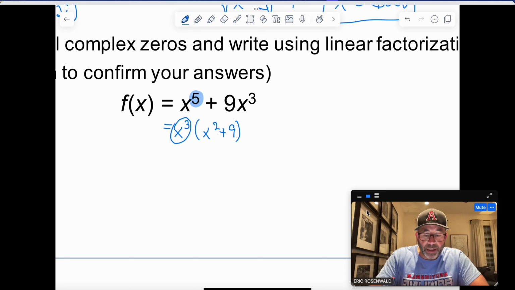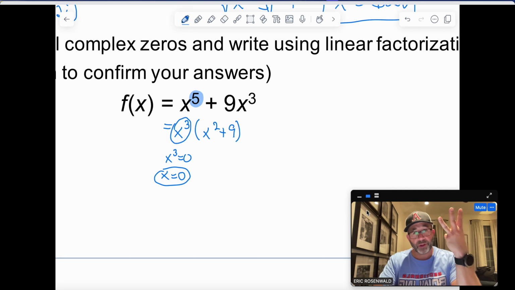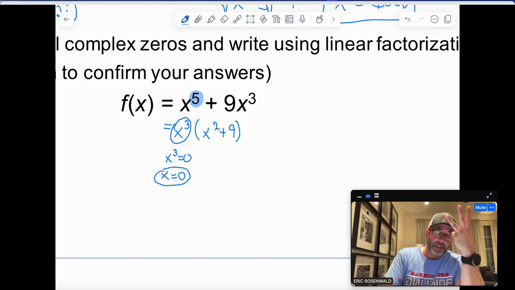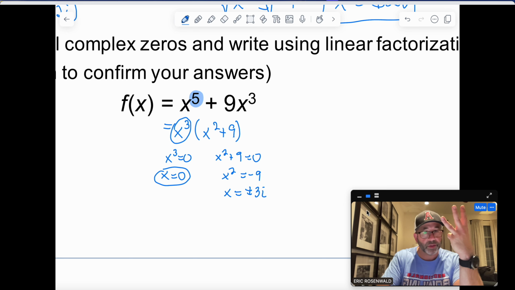This x cubed is equal to 0, and that 0 is going to count not just once, not twice, but 3 times. Remember that this has a multiplicity of 3, because that 3 there tells me it's going to count 3 separate times. So we've got 3 of our zeros so far. The other 2 zeros are going to come from this x squared plus 9. If I solve, we get x squared is equal to negative 9, so x is equal to plus or minus 3i when we take the square root of both sides. So now there are 2 more answers, and there's my 5 zeros.